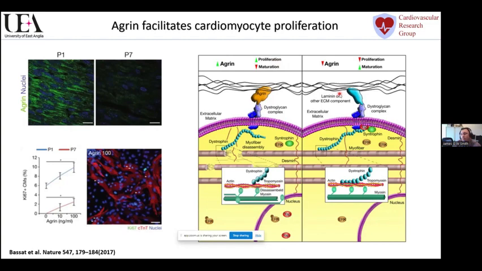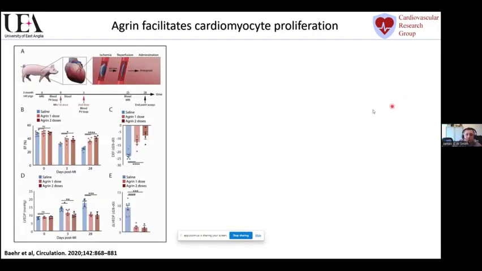maturation. And then what would happen is agrin would be replaced in the matrix by laminin or other ECM components which had the capacity to bind the dystroglycan complex through laminin G domains, and this would switch off proliferation and promote maturation. So follow-on work from this kind of showed the regenerative capacity of recombinant agrin.